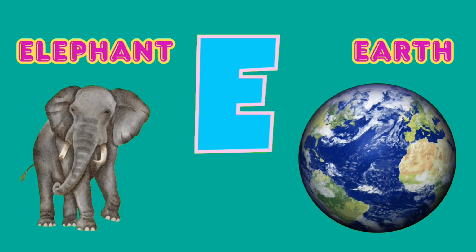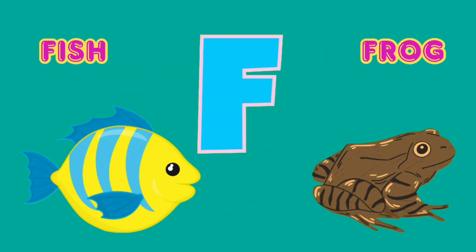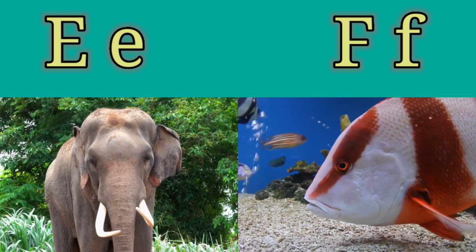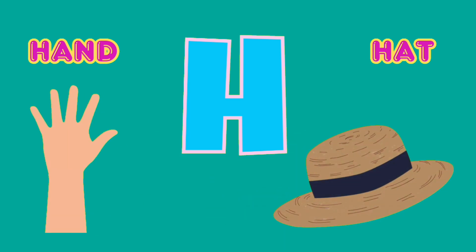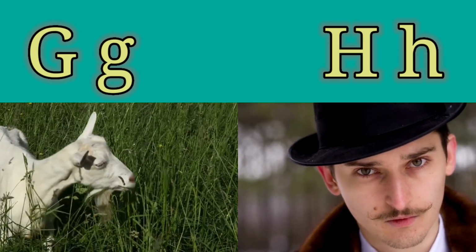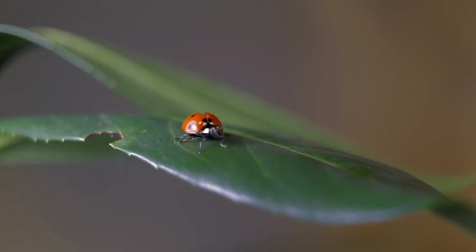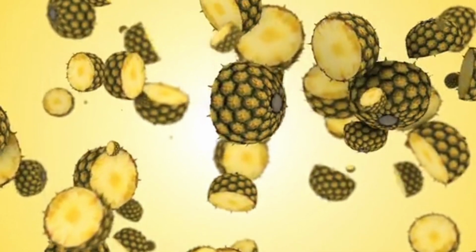E for elephant, E for earth. F for fish, F for frog, F. G for goat, G for grass, G. H for hand, H for hat, H. I for insect, I for ink, I. J for juice, J for jar, J.